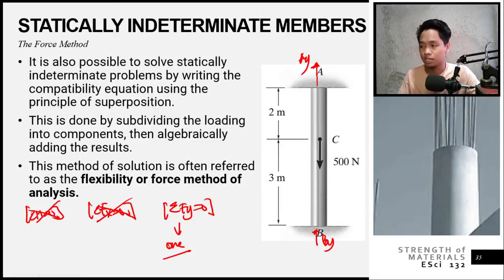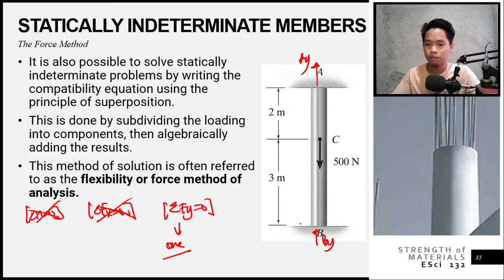Alright? So if we remove one support, it becomes determinate. Alright? So we have two reactions, right? We have your AY and we also have your BY. So we just need to pick one, because we only need to take out one reaction. Say for example, we make FA the redundant reaction. Alright? So therefore FB, alright, our BY, we will treat it as a load, not a support.